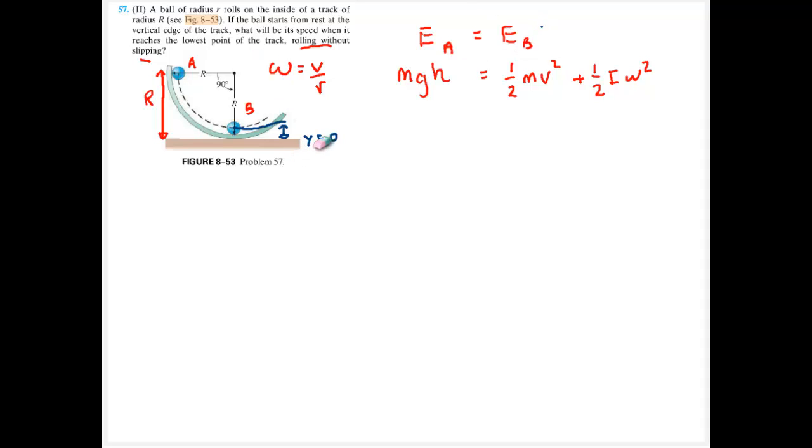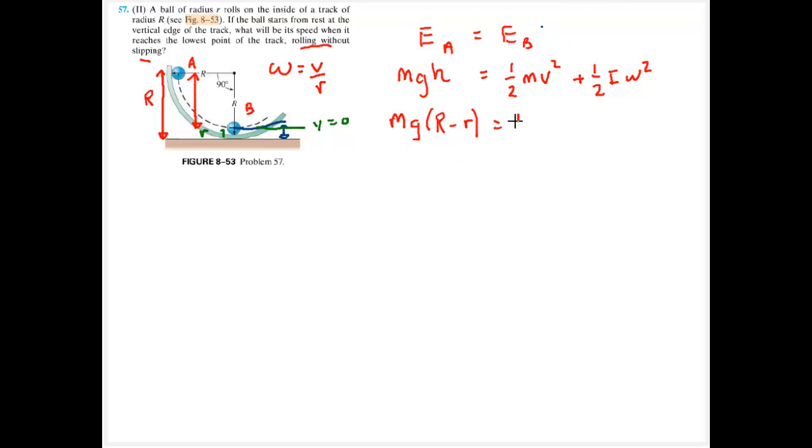So I'm going to choose my 0 point to be where the center of mass of the ball is when it is at point B. So here's going to be my 0 point. I know that it is offset from the ground simply by the little radius r, so my height right here is going to be big R minus little r. So I can write this as mass times gravity times big R minus little r.